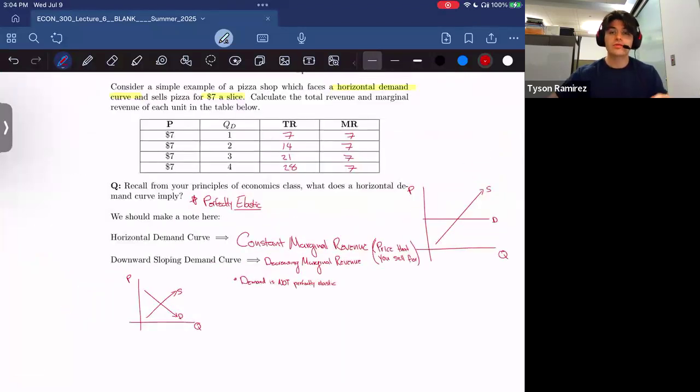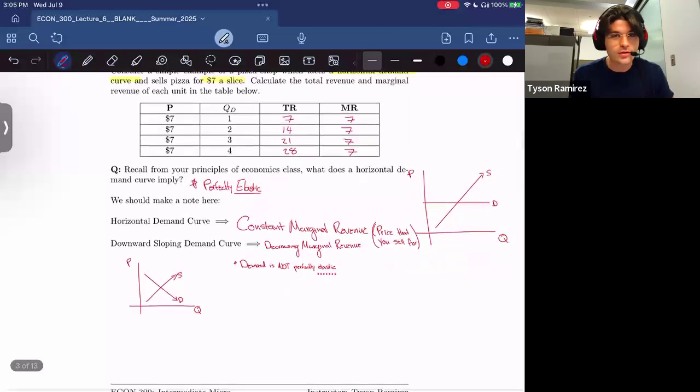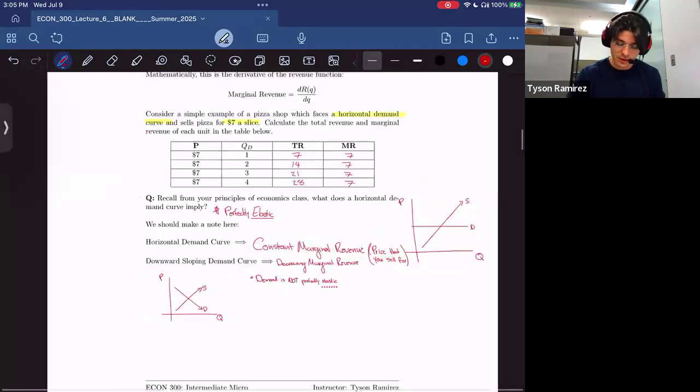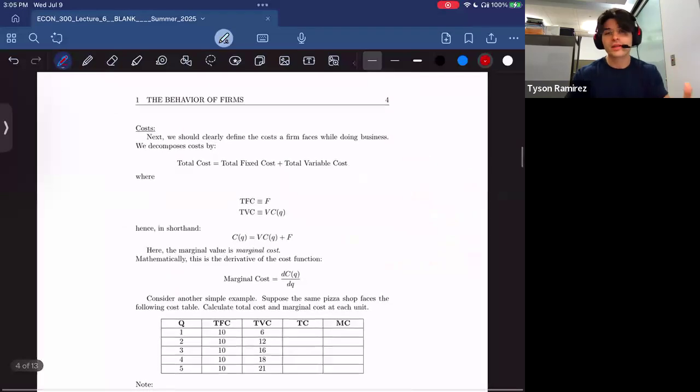So that should be generally a refresher from what you saw in your principles of micro class. All right. And I use the tables for now just to keep it easy to introduce these ideas. We will use functions later. For now, we just need to introduce these ideas. All right. So that's the benefit side of things. Remember, we're always trying to match marginal benefit to marginal cost. We want these things to be equal at the margin.